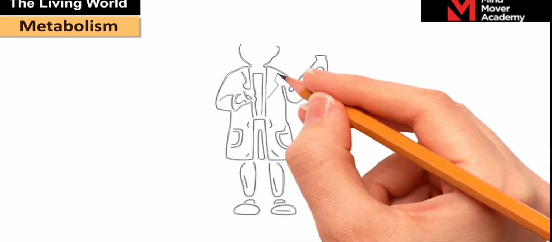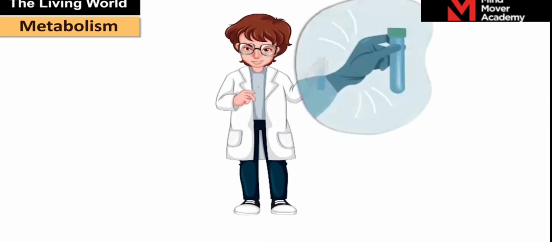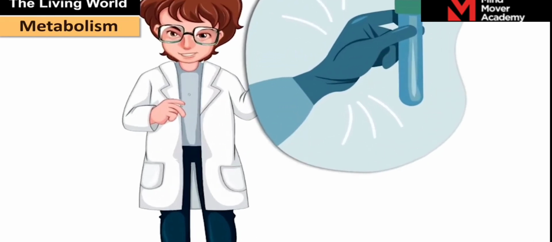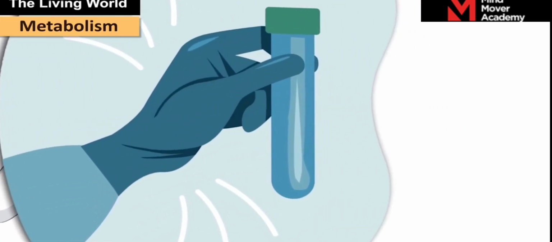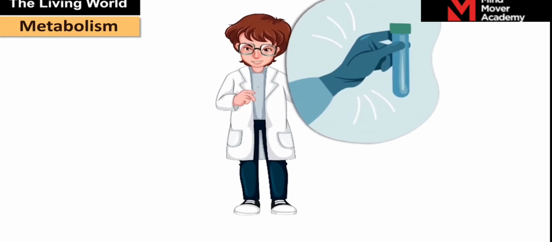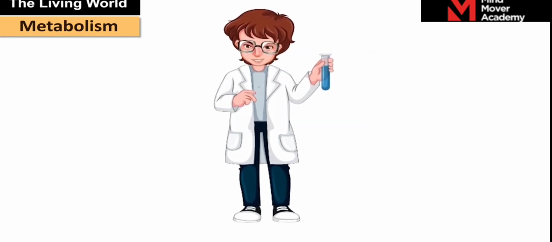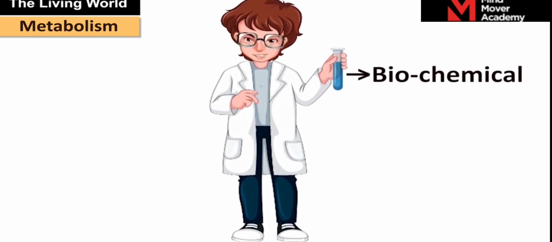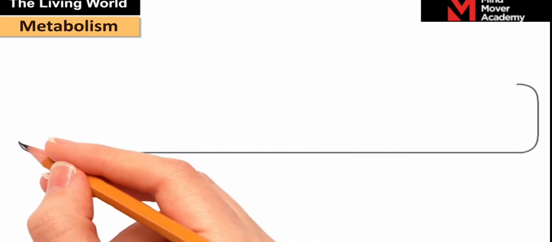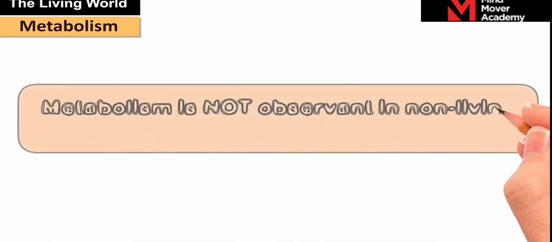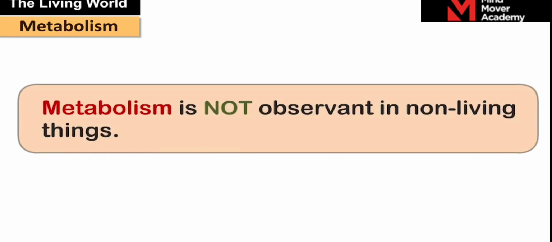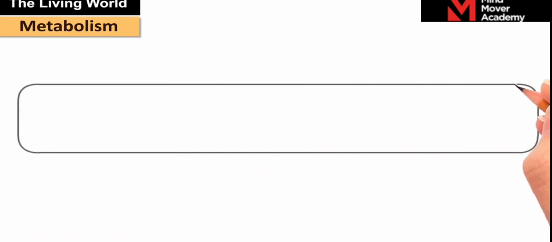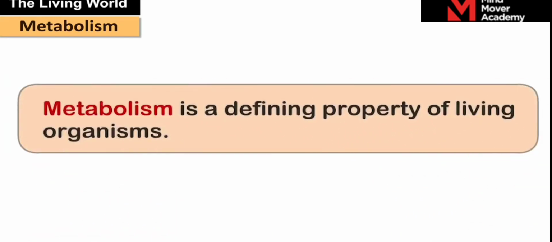Now, just for an extra piece of information, the metabolic reactions can be carried out outside the body of an organism in test tubes in laboratories for the purpose of studying the mechanism behind them. Such reactions are neither living nor non-living, but they are called biological reactions as they involve biochemicals. So students, this characteristic of metabolism is not observed in non-living things at all. And therefore we can conclude that metabolism is a defining property of living organisms.